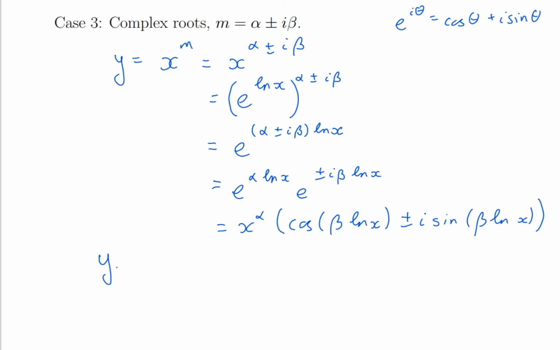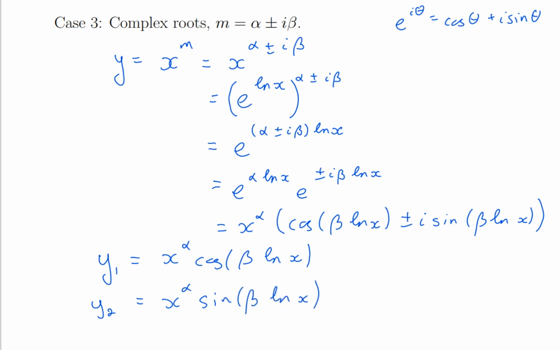So the two fundamental solutions are y1 equals x to the alpha cos of beta log x, and y2 equals x to the alpha sine of beta log x. Now that's a fairly unusual function, but there it is. We've solved the equation.